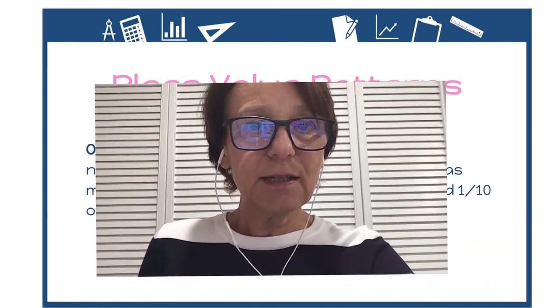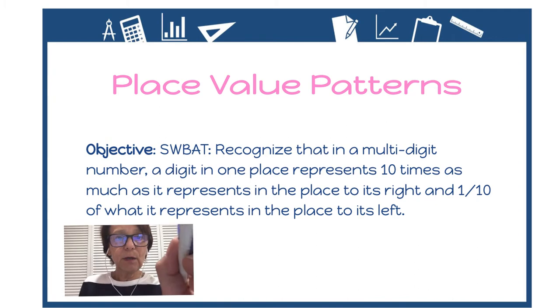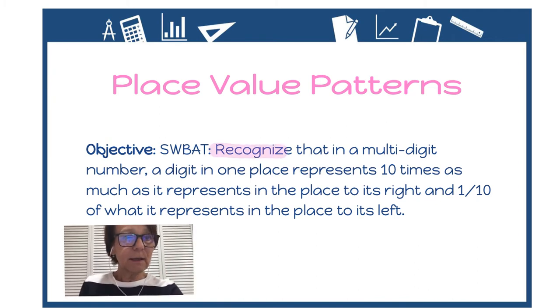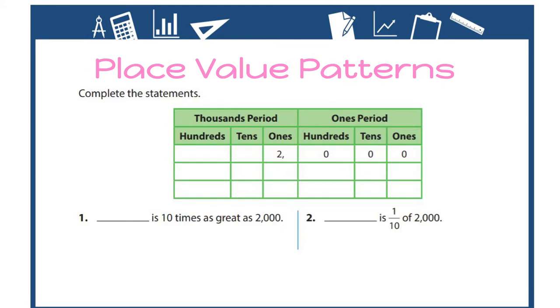In Unit 1, we will explore the place value concepts. The objective of the first lesson is to recognize that in a multi-digit number, a digit in the one place represents 10 times as much as it represents in the place to its right, and 1/10 of what it represents in the place to its left. Let's look at some examples.